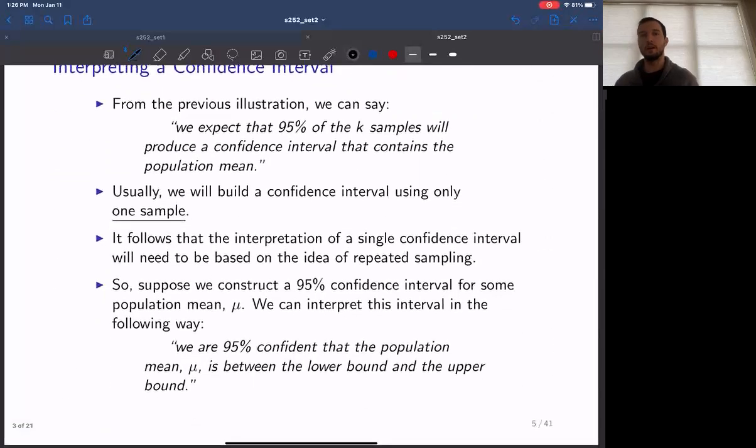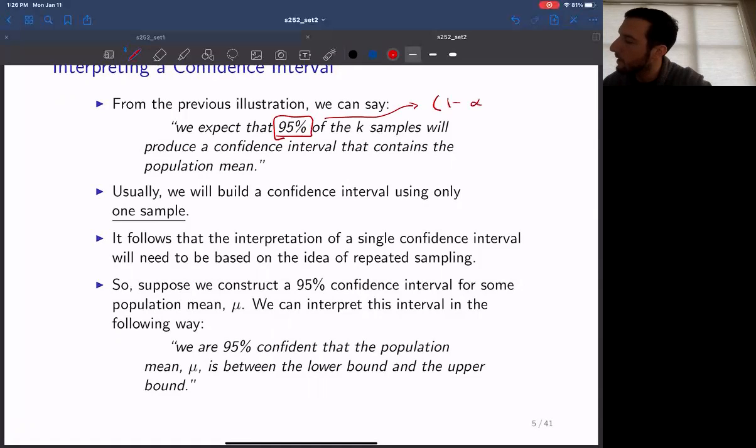So one of the generic expressions that we can use is we expect that 95% of the case samples will produce a confidence interval that contains the population mean. And in general here, this percentage level is going to change. So we can actually think of this as being 1 minus what we call alpha. I'll come back to define that in a little bit, but we have a 1 minus alpha % chance of containing the population mean.